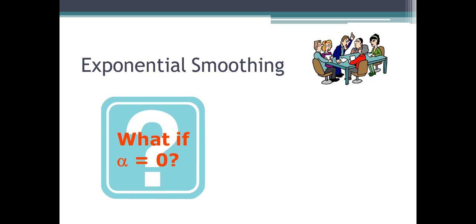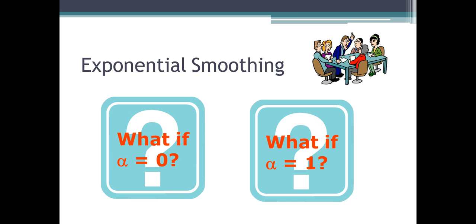Now, a couple of things that I would like you to think a little bit on. One is, what would happen if alpha is equal to 0? And what would happen if alpha is equal to 1? And I would like you to actually take out a piece of paper and work this out.